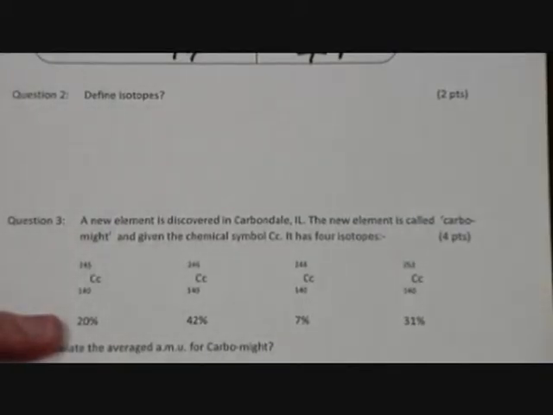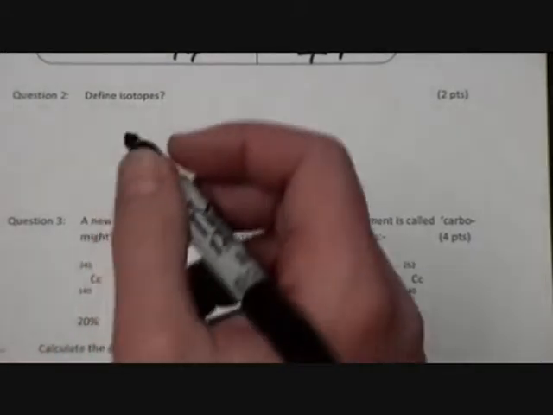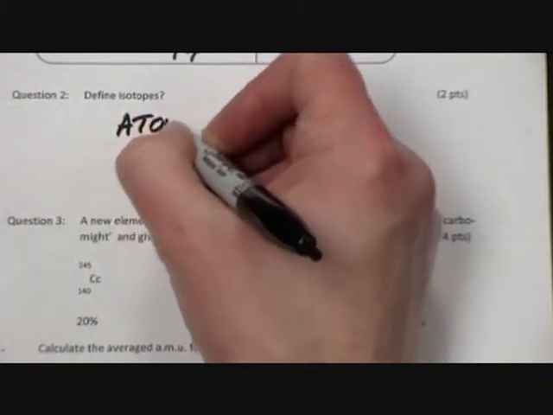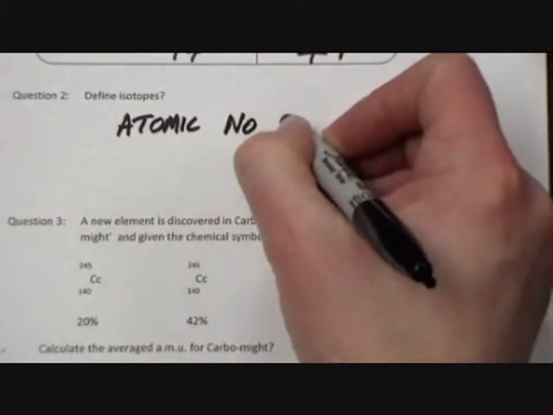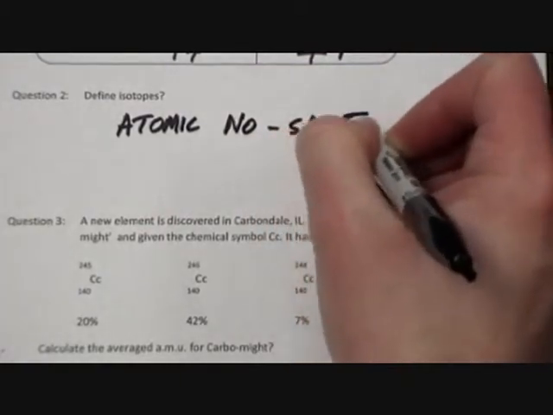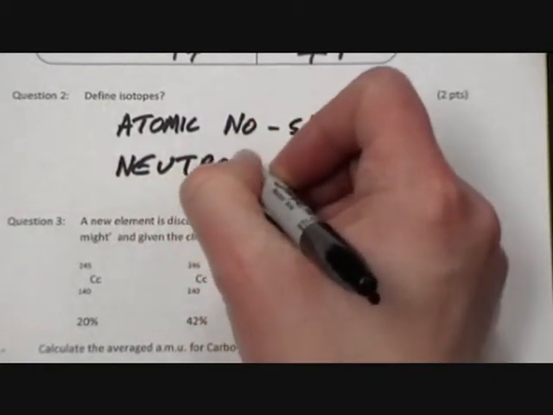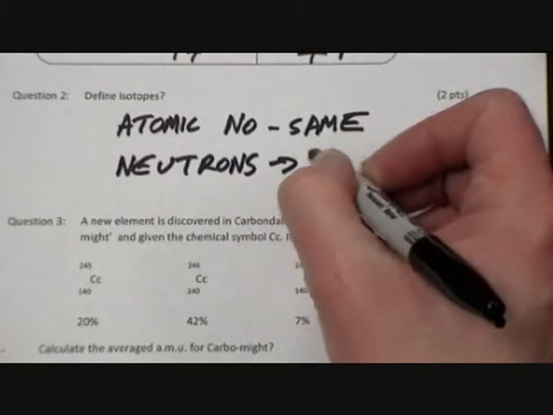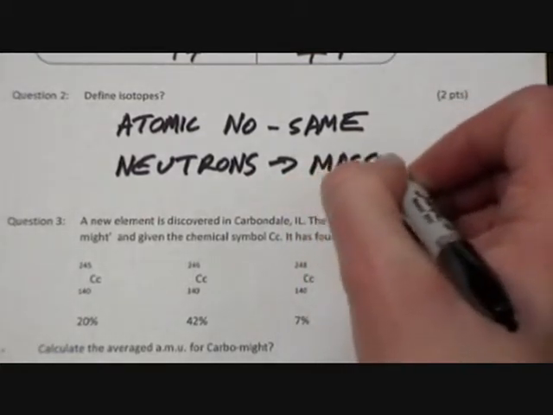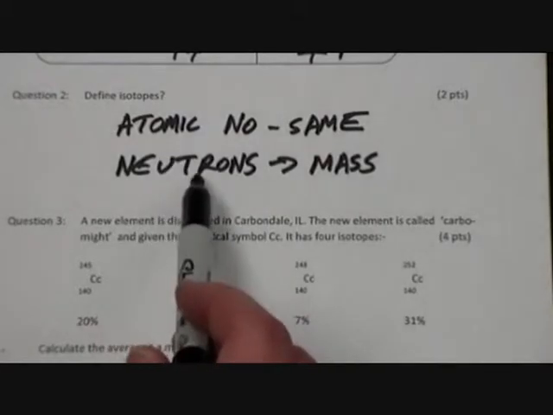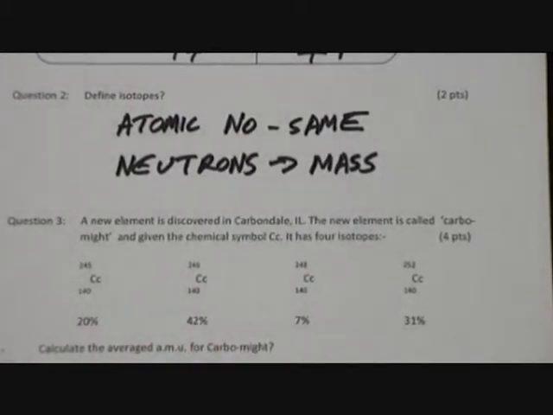Now to define isotopes in question 2, of course the isotopes have the same number of protons or the same atomic number. That stays the same, but it's the number of neutrons which changes, which also means the number for the atom's mass changes. So isotopes have the same number of protons or the same atomic number, but different numbers of neutrons, which leads to a different mass. And that gives us isotopes for the same element.